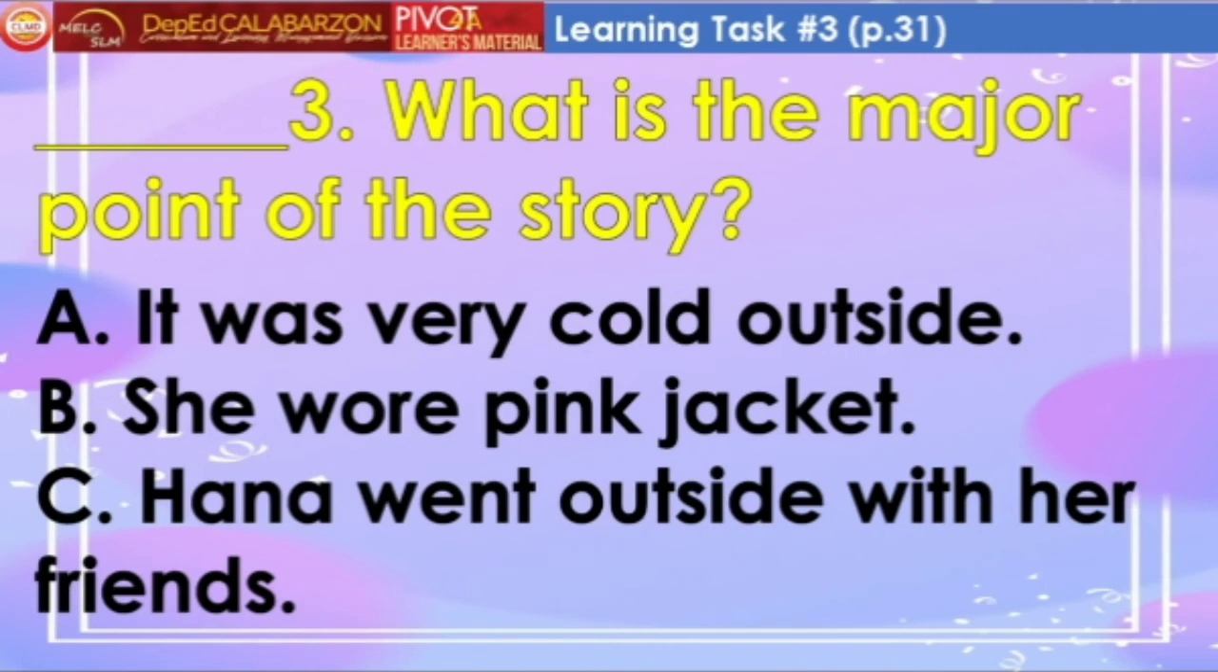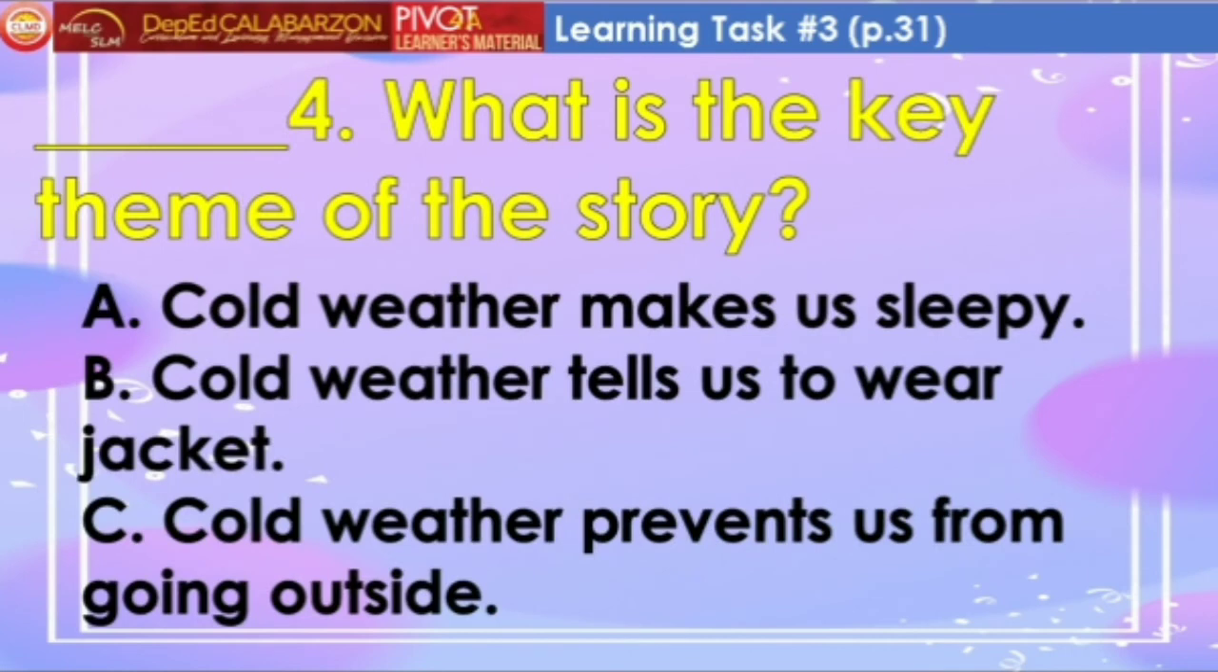Question: What is the major point of the story? A. It was very cold outside. Letter B. She wore pink jacket. Letter C. Hannah went outside with her friends. Next, what is the key theme of the story? A. Cold weather makes us sleepy. Letter B. Cold weather tells us to wear jacket. Or letter C. Cold weather prevents us from going outside.